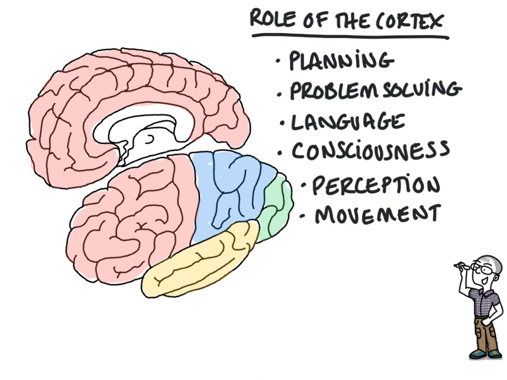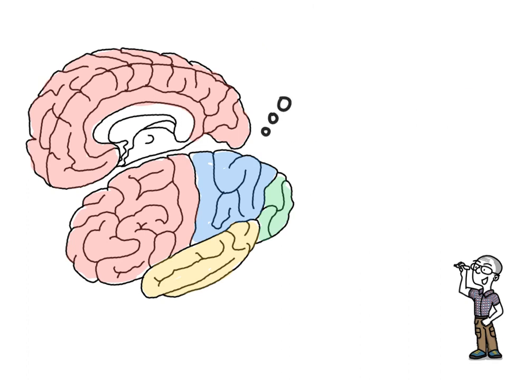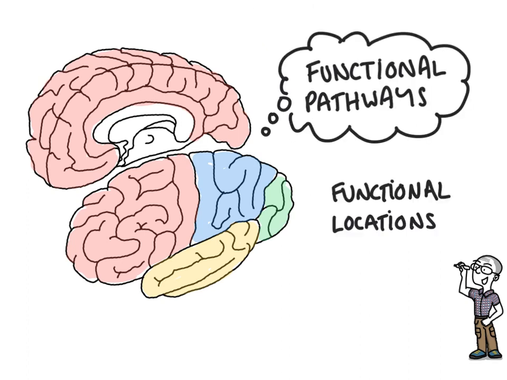and movement. You may have noticed already in what we've said that many functions and locations seem to overlap in terms of responsibility. This is because it is more appropriate to think of the brain as a collection of functional pathways rather than functional locations, and a pathway could go through many areas of the brain.